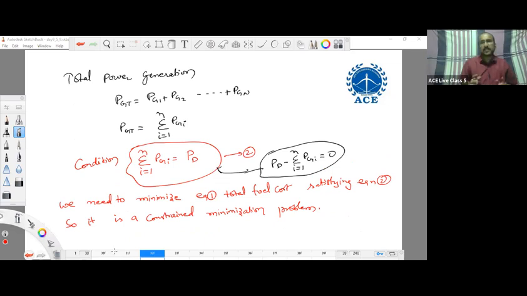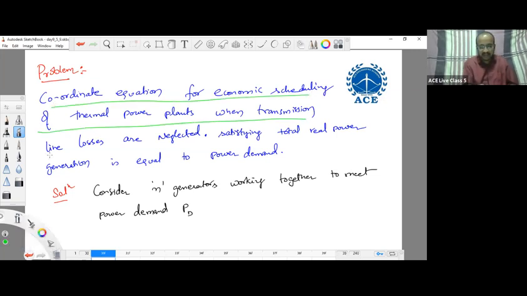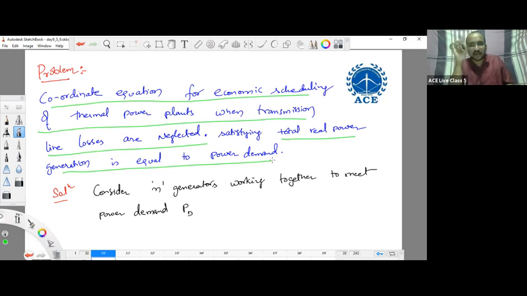So observe, what is the problem statement he has given? What is it asking? Very important. The coordinate equation for economic operation of thermal plants when transmission line losses are neglected, and satisfying that total real power generation must be equal to power demand. You need to satisfy that and we need to schedule. That is the question given.